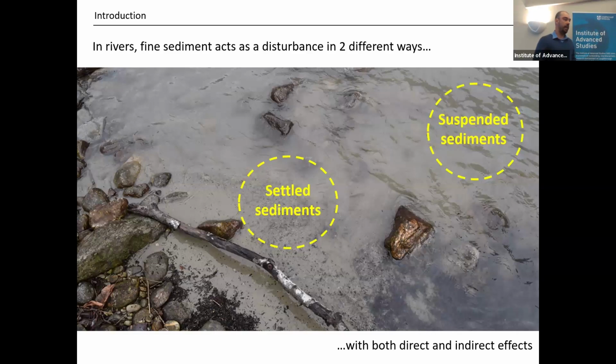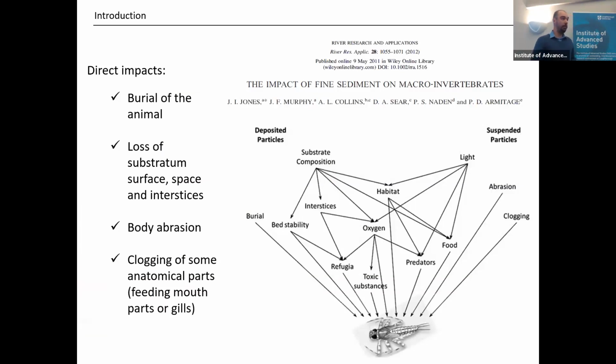Fine sediment in rivers can act as a disturbance in two different ways. For example, suspended sediments usually increase the water turbidity, and this can be a stress for some aquatic organisms. On the other hand, settled sediments can clog the interstitial spaces in the substrate. And again, this can be an impact for the aquatic biota. Both settled and suspended sediments can have direct and indirect impacts on aquatic organisms. To give you an idea, I added in this slide a graph from a publication.